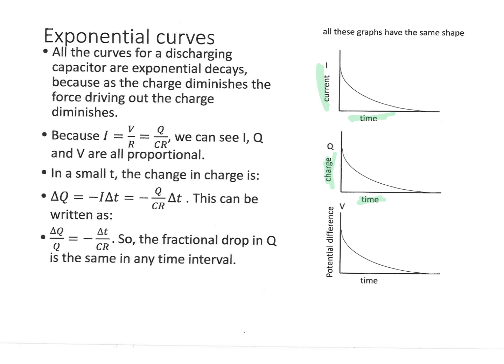Right? It's the same curve. And then look at the voltage. If the current and the charge are both incrementally going down, the voltage is also incrementally going down. It's the same curve for all three. That's what's happening. All right?